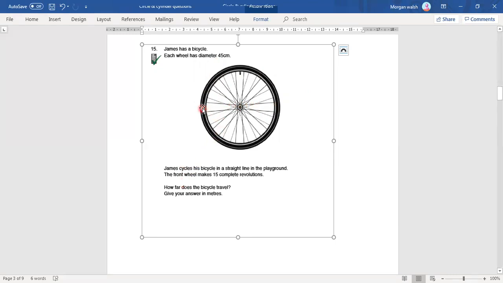So if it goes round 15 times, you want to work out what the whole distance around the wheel is. And remember, the distance around the wheel is the circumference. So what we'll do is we'll work with the circumference. That'll tell you how far one cycle goes, and then multiply it by 15, and that should tell us how far it goes if the wheel goes round 15 times.